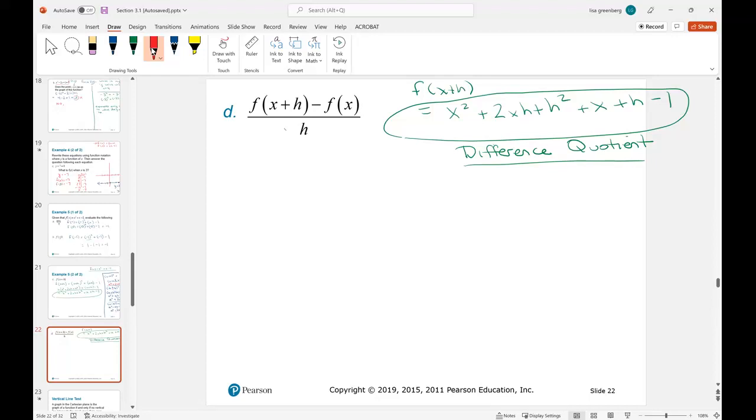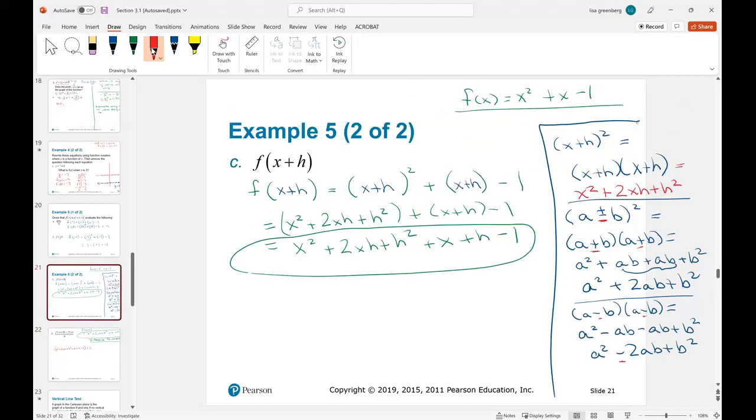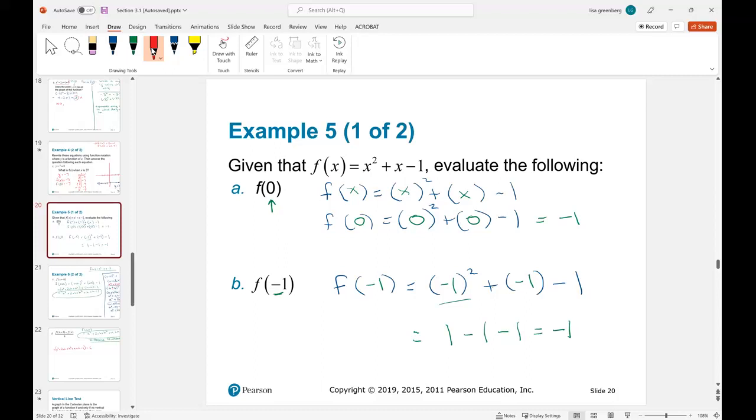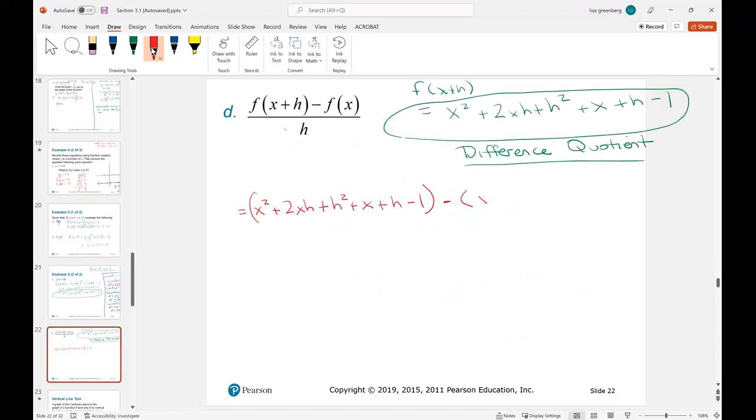So I know what f of x plus h is. Let's plug it in. We have x squared plus 2xh plus h squared plus x plus h minus 1. Okay, so that's my f of x plus h. Then I'm going to subtract my f of x. Well, f of x is x squared plus x minus 1. And I'm going to divide this whole thing by h.